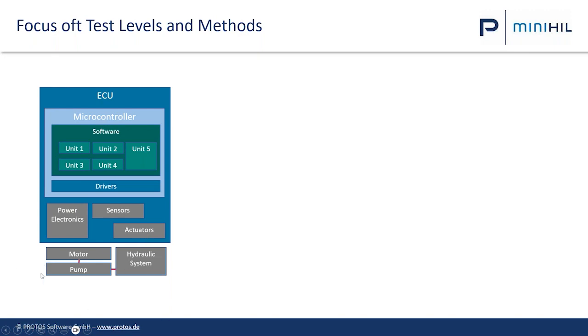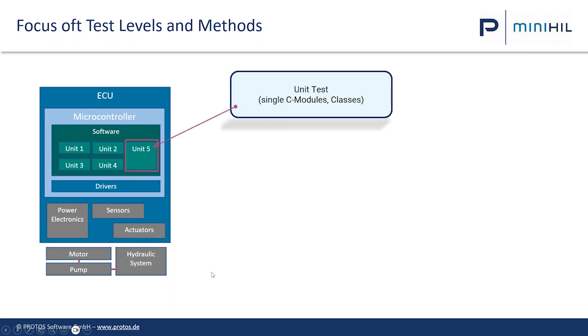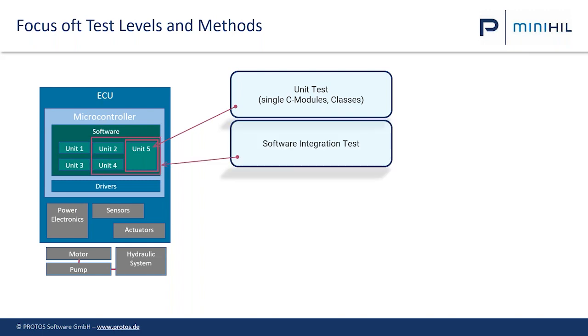And on the outside, you have the system, the real world system you're controlling, a motor, a pump, a hydraulic system, and so on. So on the lowest levels, you can use a unit test tool, for example, to test a single C module or classes, also a software integration test. That's something you can do really good with unit test tools.